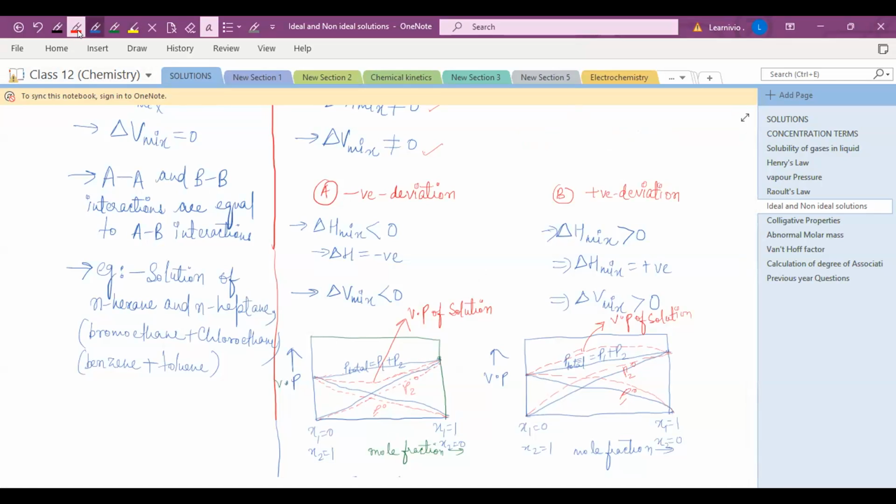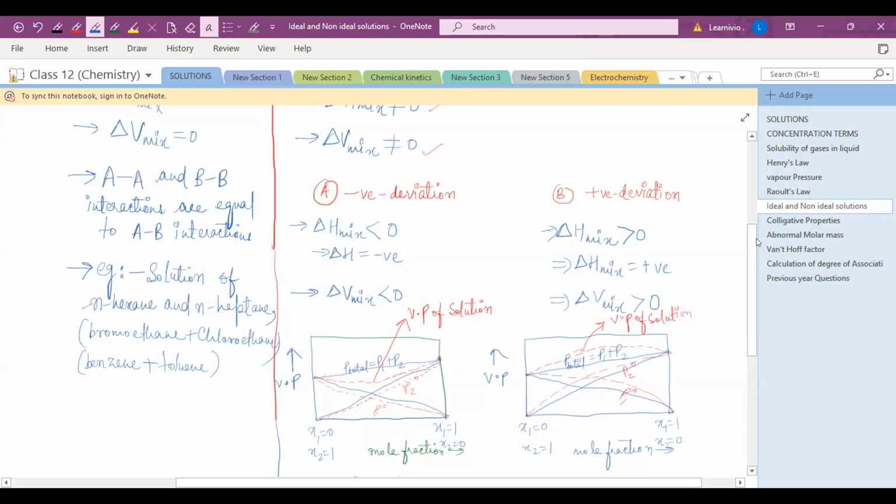Now, first the ideal one, let's complete it. Examples are solutions of n-hexane and n-heptane, as we have discussed, bromoethane and chloroethane, and benzene and toluene. These are some examples of ideal solutions you should learn. Just remember these examples. N-hexane and n-heptane, both are non-polar. Bromoethane and chloroethane, both are polar. And benzene and toluene, both are non-polar, so they also give the ideal solution.